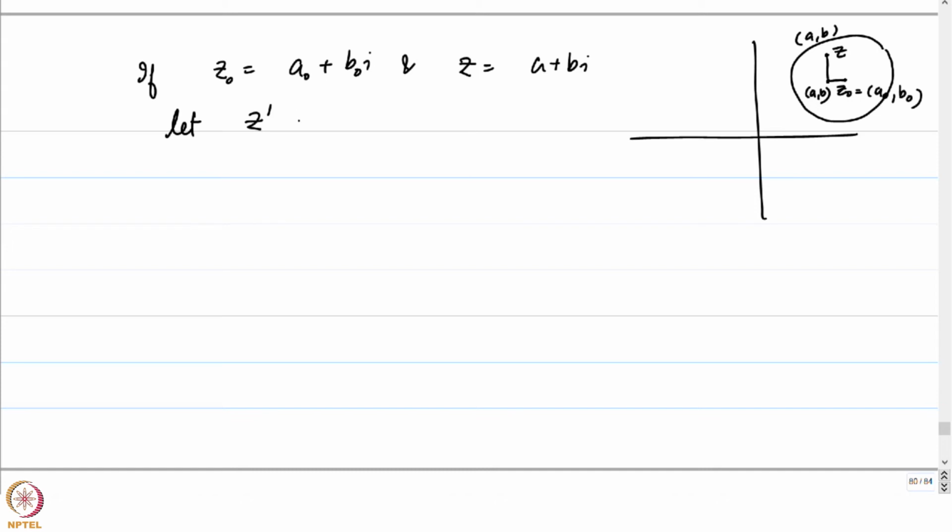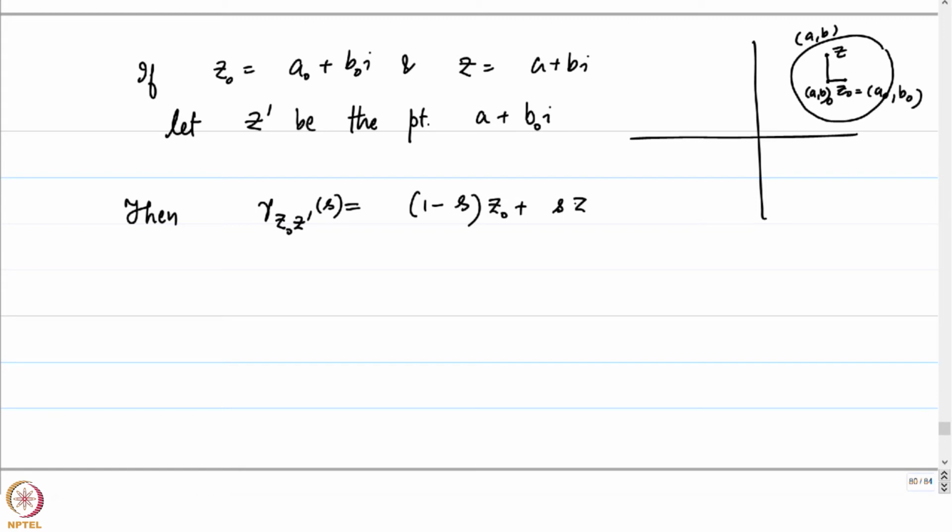So let z prime be the point (a, b0) rather. This is the x-axis, so a will be the same, and this is the y-axis, so it will be (a, b0). So let z prime be the point a plus b0 i. Then gamma z0 z prime is given by gamma of s equals 1 minus s times z0 plus s times z prime.